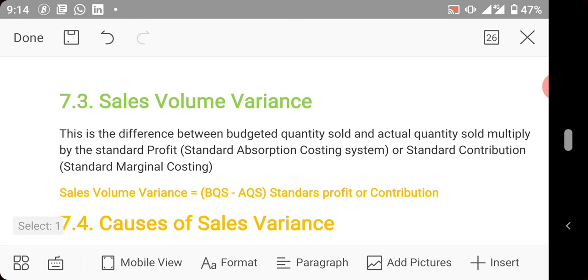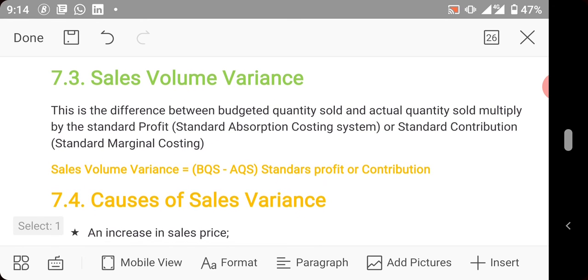Now for 7.2, sales volume variance, this arises where we budgeted to sell 50,000 units, and we ended up selling 40,000 units. You see, there is a discrepancy in the volume we sold. So when we talk about volume, we are looking at units of output. So with these units of output, you see that it is quite easier to compute it. So we apply it on standard profit or standard contribution, depending on the cost system used in the organization.